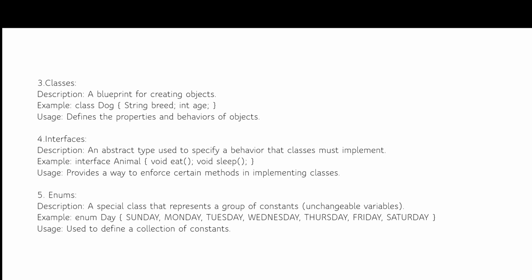Enums are super useful when you have a fixed set of related values that you want to group together. They make your code easier to read and understand because you can use meaningful names instead of numbers or strings. So, whenever you need to define a collection of constants, remember to use enums in your Java programs.